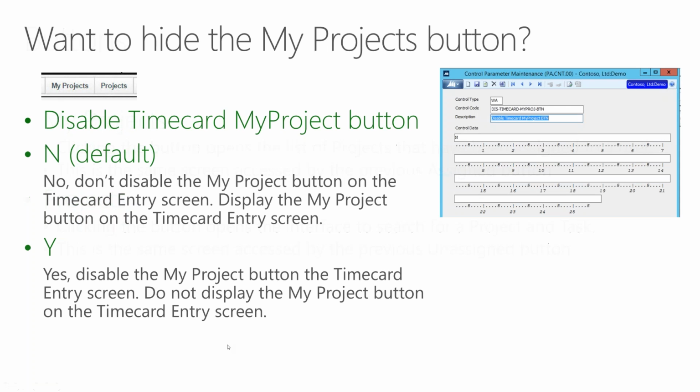That means there's now a new setting, and we've used an existing screen in SL called the Control Parameter Maintenance screen, a screen used inside of Project, where I choose my control code and my control type, and it allows me to turn on or turn off both of those fields. So I can say, yep, I don't want My Projects on ever. I'll set its value to yes, I want to disable it, and it'll go ahead and remove it from the screen.